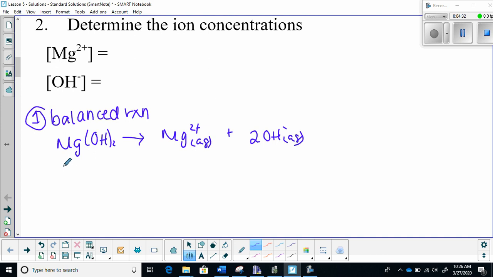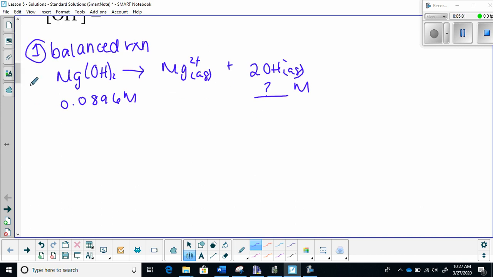Perfect. So from here, let's list our known and our unknown. Remember, you have to write a molar ratio statement for each known and for each unknown. So I'm going to do actually hydroxide first. So we know we have 0.0896 mole per liter of this compound. And then I'm going to look for this one first. So we're looking for that, and it needs to be concentration. Okay, so that's step 2. Step 2 is list your known and your unknown. Step 3 is use your molar ratio.